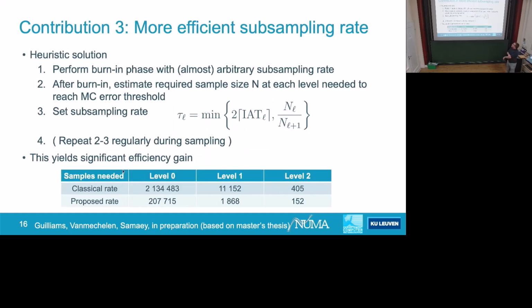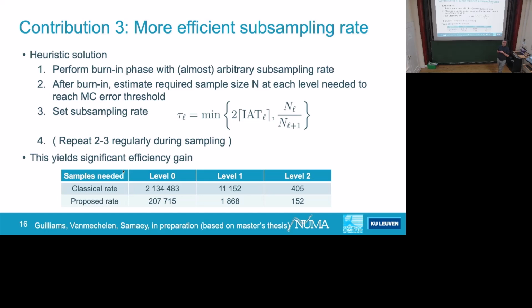So what did we do? Heuristically, we say that we first do burn-in, and then after the burn-in, we just say what are the numbers of samples that we need at each level for the convergence of multi-level Monte Carlo. And we take the subsampling rate such that this matches. This is computationally most efficient, because if you take a higher subsampling rate, then you have too long coarser chains.